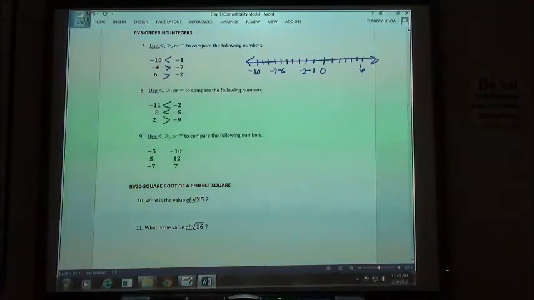Go ahead, try number 9 there. Put in your inequality symbols, your less thans and your greater thans.